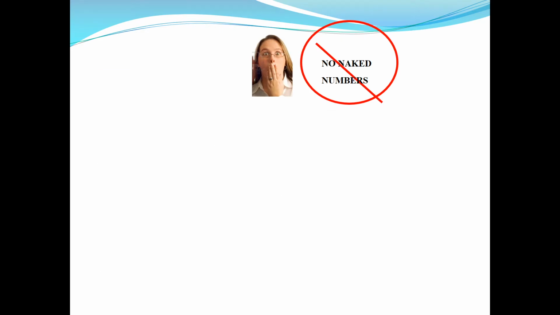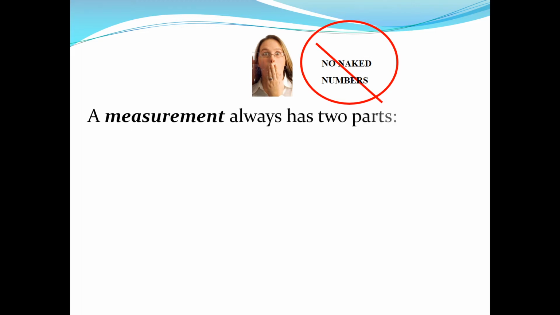So, a measurement always has two parts. No naked numbers.